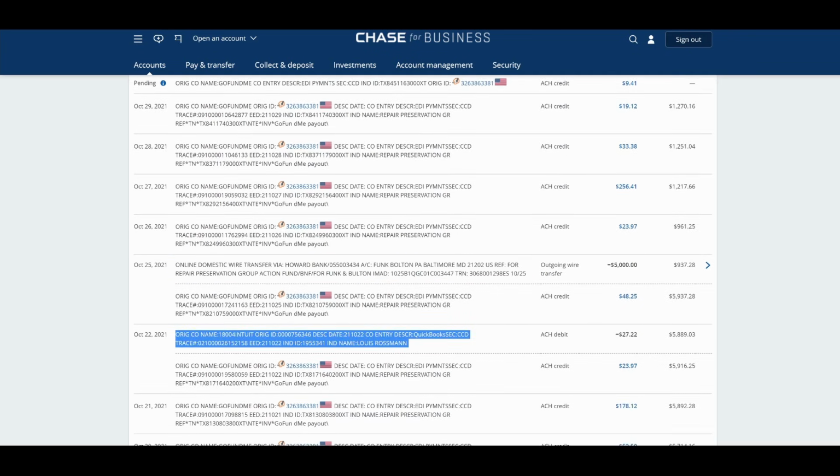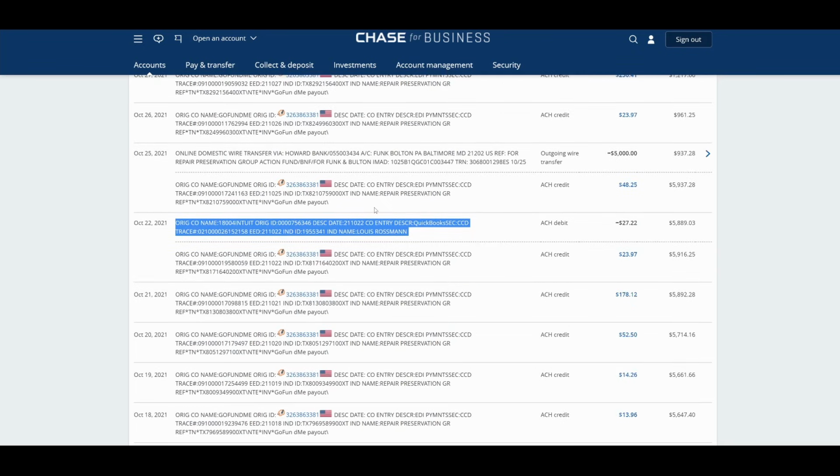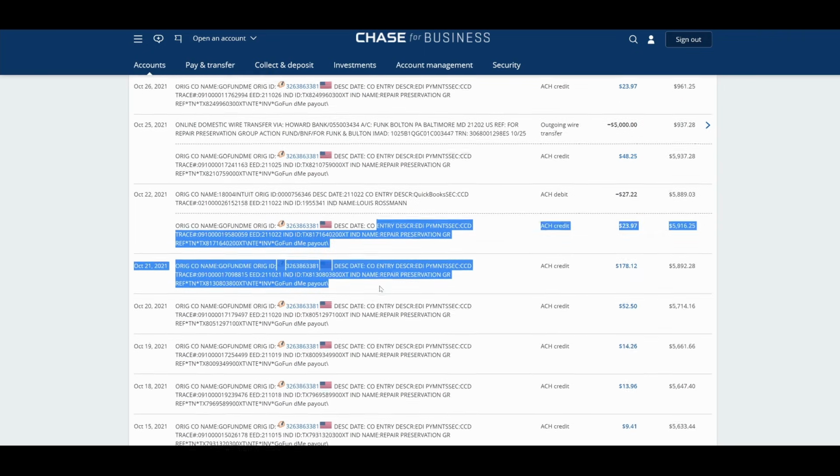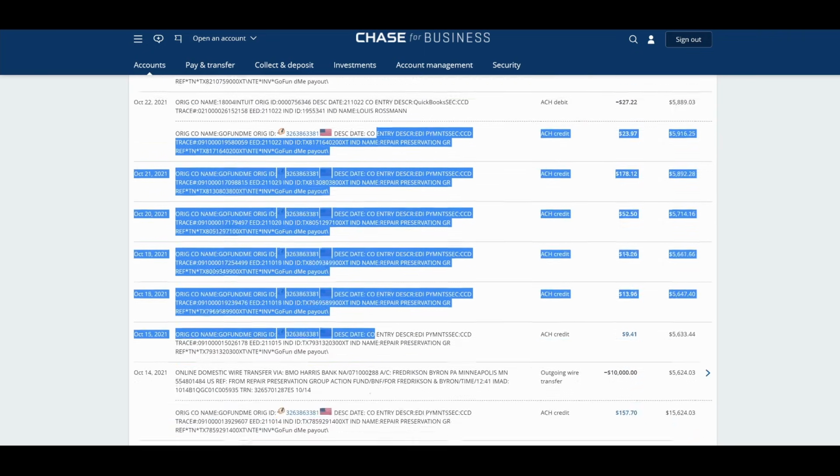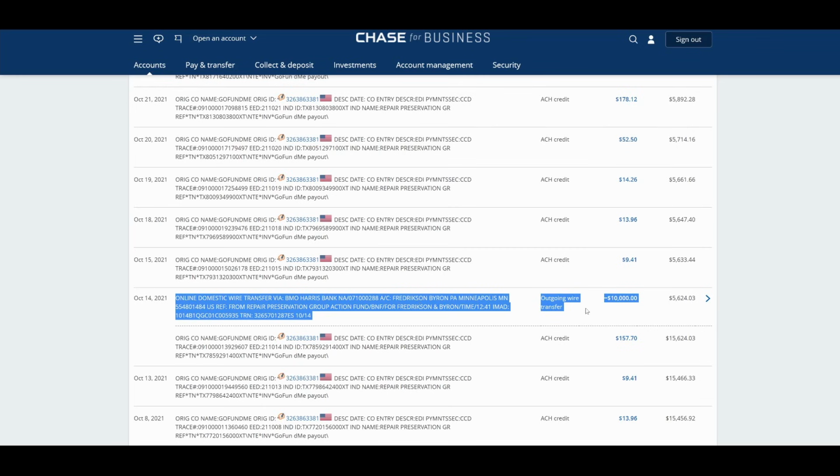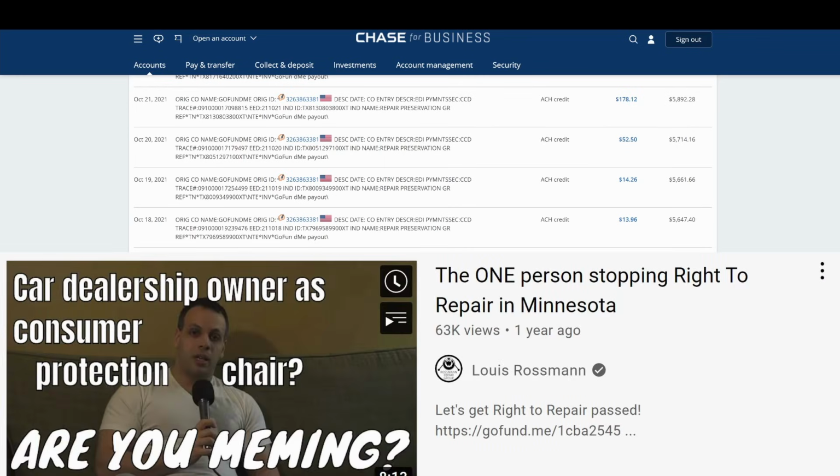This here is me paying for QuickBooks accounting software, and that's so that I can keep track of everything that's going on, all the expenditures, and so on and so forth. Here you have a bunch of boring GoFundMe payments over here. This is an outgoing wire transfer to a lobbyist in the state of Minnesota.